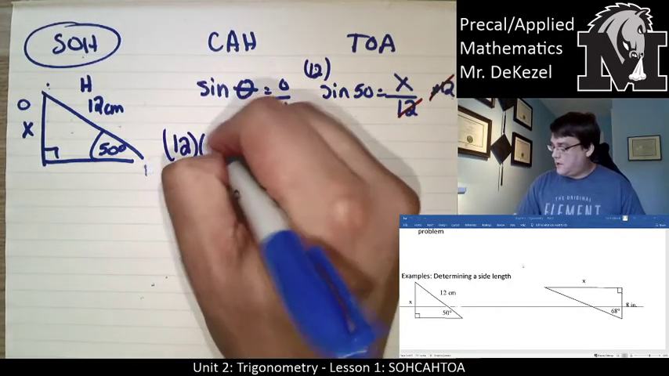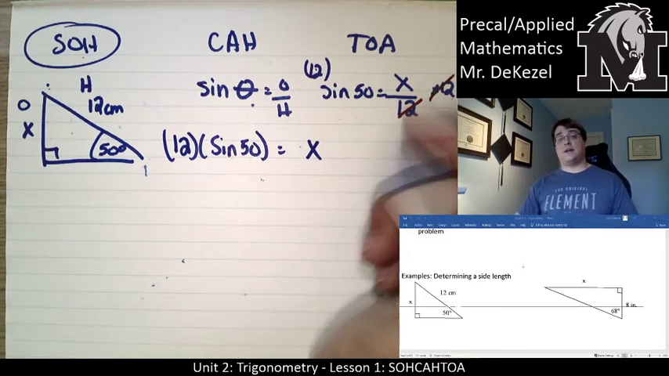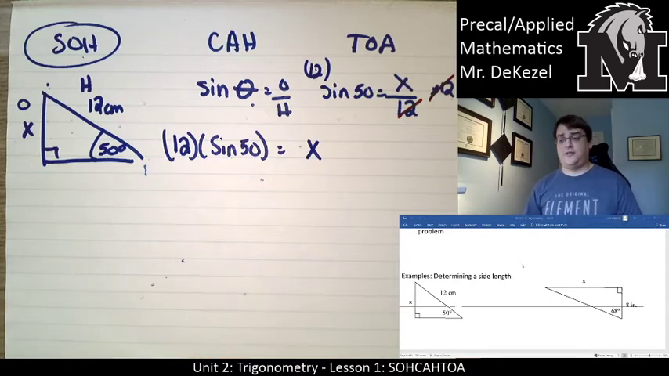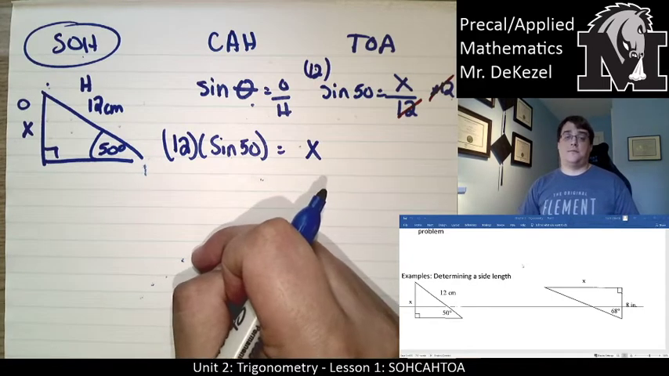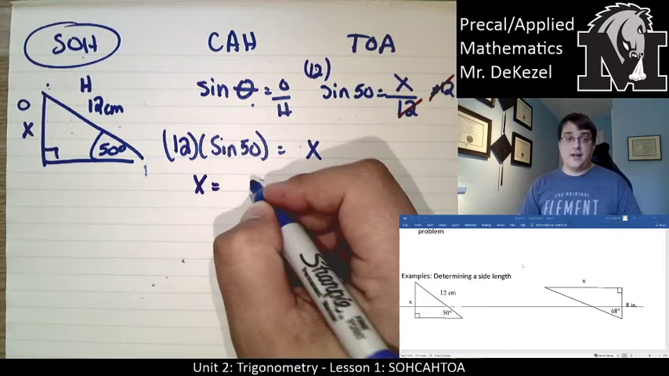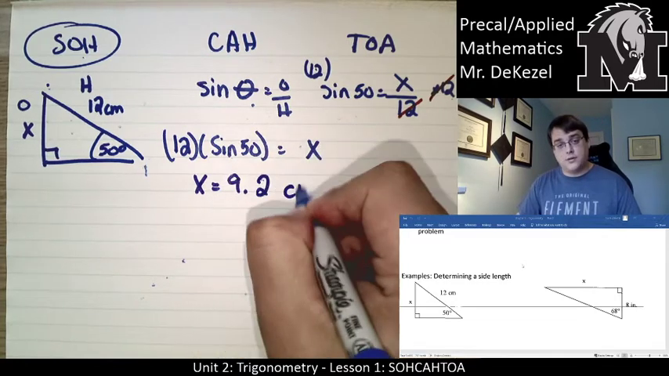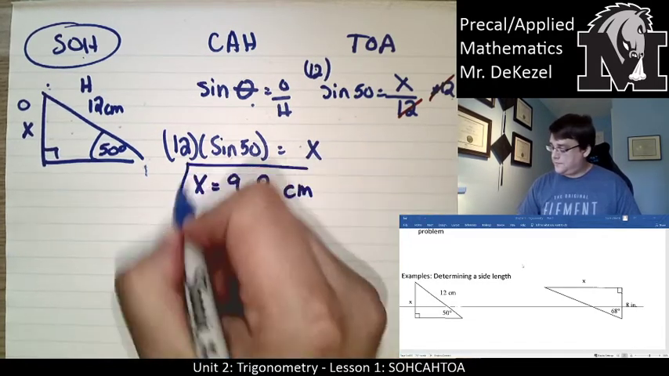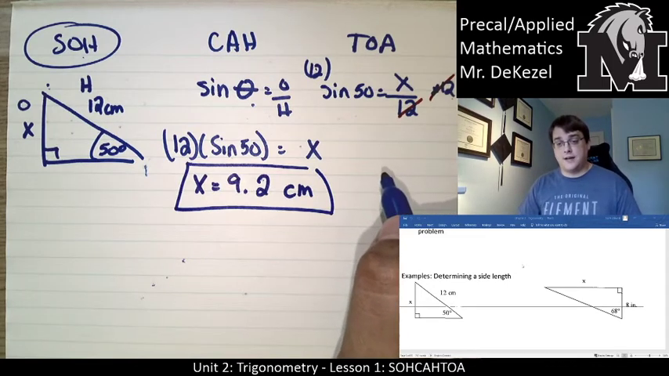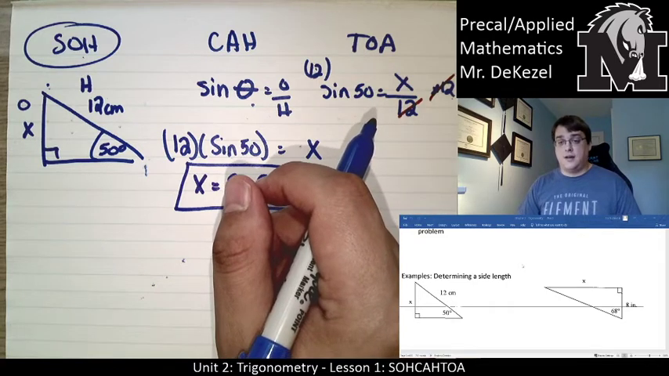12 times the sine of 50 is equal to x. Now, sine of 50 is just something that you can punch into your calculator. It's just 50 sine. Multiply that by 12 to get the side length opposite of the angle of interest, found to be 9.2 centimeters. That is the side length for that side. Let's do the same thing for the problem that's right beside it.